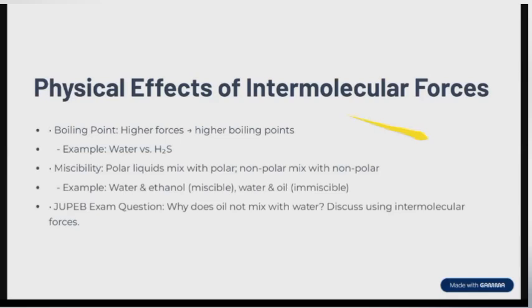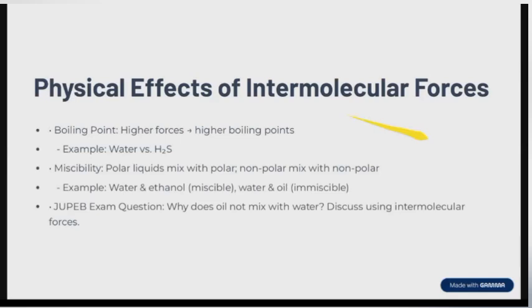Water is hydrogen bonded to oxygen, which is very electronegative. The other one is hydrogen bonded to sulfur, which is less electronegative. So hydrogen sulfide boils way lower. Its boiling point is very low, while water's boiling point is high, 100 degrees centigrade. The reason is the strong intermolecular force of attraction, hydrogen bonding in water, compared to the force of attraction in hydrogen sulfide, H2S.